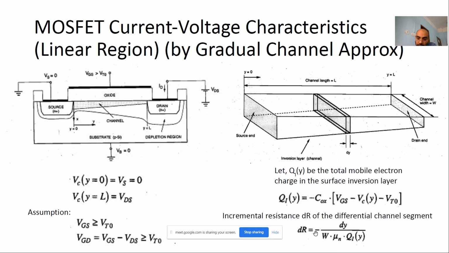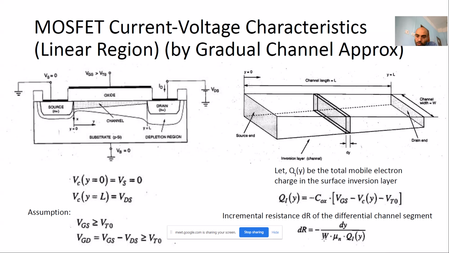The minus sign is there, as I have told you, because of this charge density. And you see, this Qi is not the complete charge, it is the charge density I am talking about here, the surface charge density, because the unit of Cox is farads per meter square. So this will have coulombs per meter square as its unit. That is why this charge is per meter square. If you use this charge per meter square in this resistance formula and compare with the previous slides' discussion, you know this formula is written correctly. Instead of length, the length here is dy. So that is what is written here.